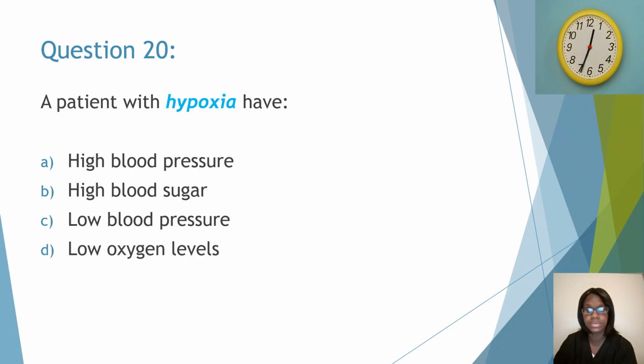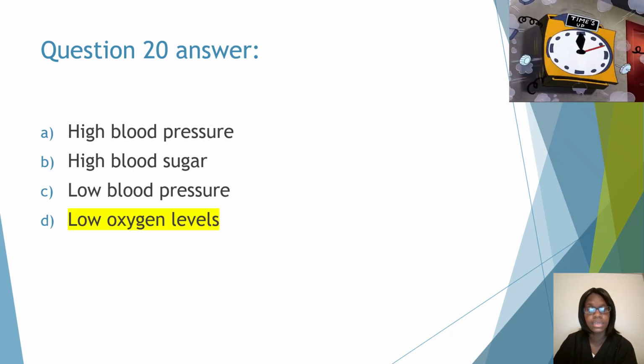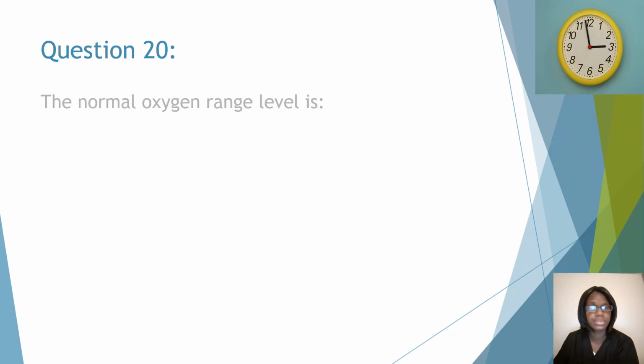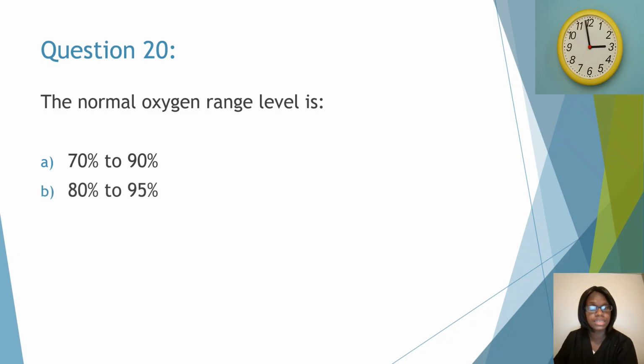Okay, the correct answer is D, low oxygen levels. Question 20. The normal oxygen range level is A, 70% to 90%, B, 80% to 95%, C, 90% to 120%, D, 95% to 100%.